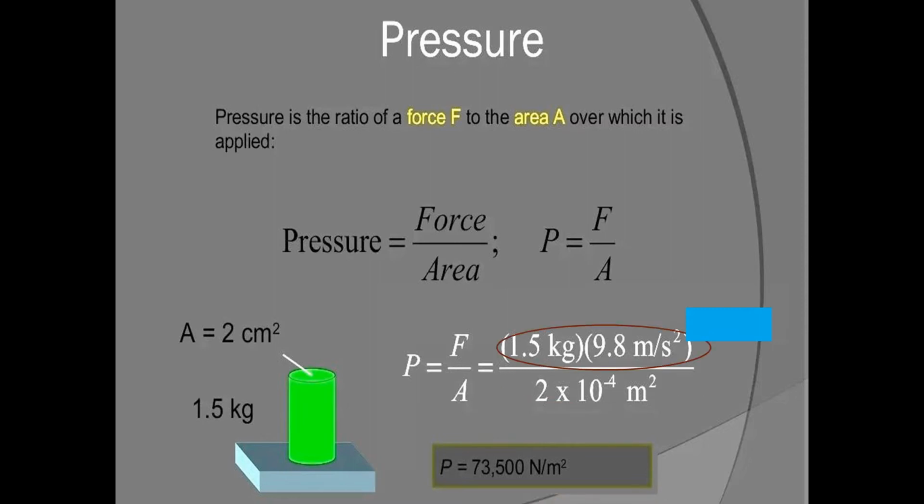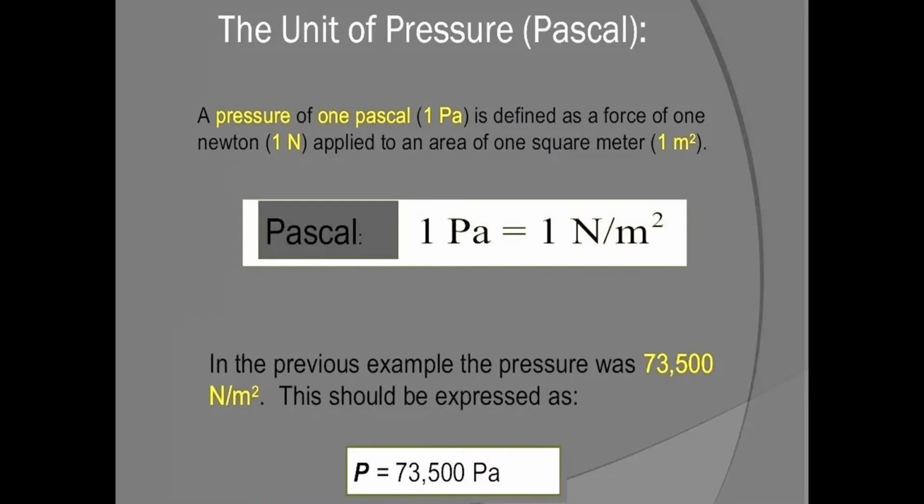Now, this term is actually derived from the formula of the weight, which is considered as force, equivalent to mass times acceleration due to gravity. The unit of pressure is Pascal. A pressure of 1 Pascal is defined as a force of 1 Newton applied to an area of 1 square meter. Hence, 1 Pascal is equal to 1 Newton per square meter. In the previous example, the pressure was 73,500 Newton per square meter. This should be expressed as 73,500 Pascals.